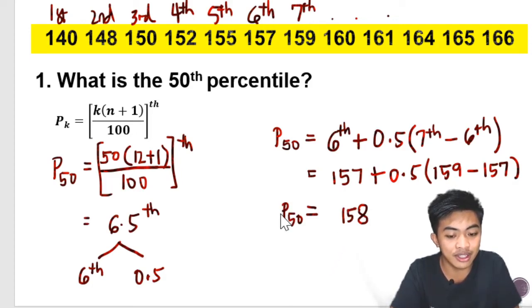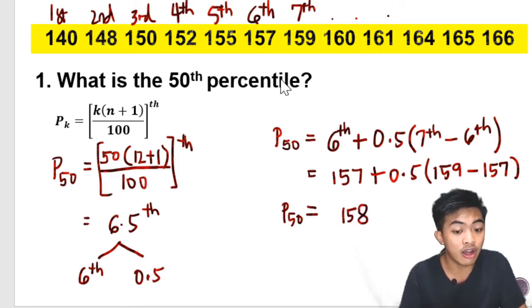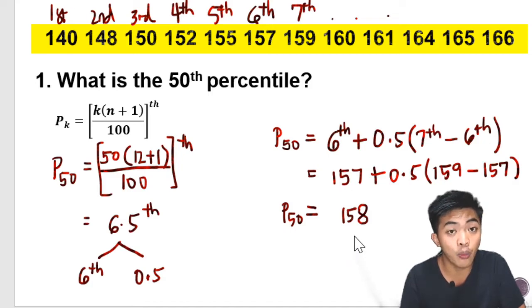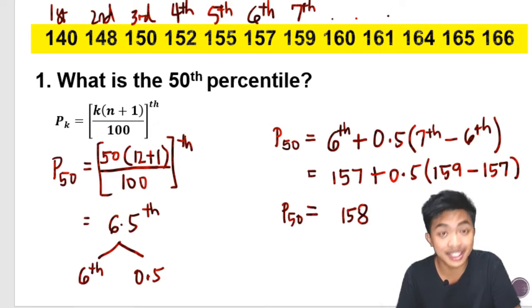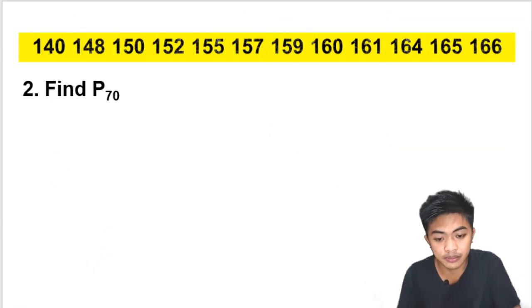The 50th percentile is 158. 158 is the 6.5th number. Okay? So how do we interpret this? This means that 50% of the values in the dataset are lower than 158. Okay? Let's have another example.